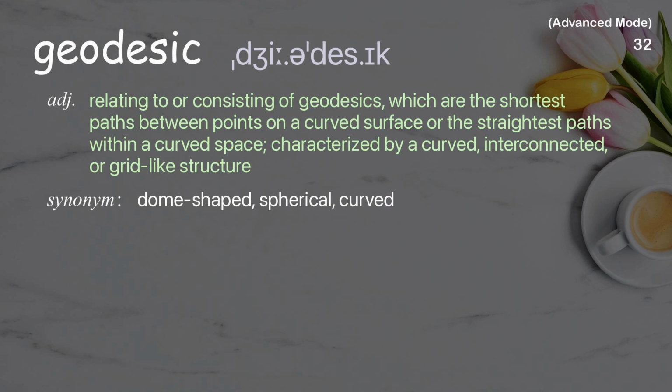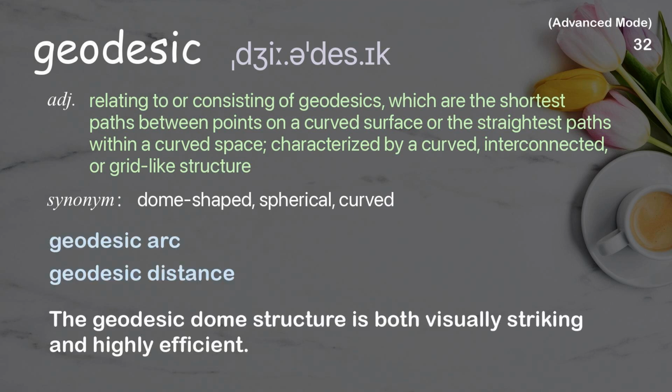Geodesic. Relating to or consisting of geodesics, which are the shortest paths between points on a curved surface or the straightest paths within a curved space, characterized by a curved, interconnected, or grid-like structure. Examples: Geodesic arc. Geodesic distance. The geodesic dome structure is both visually striking and highly efficient.